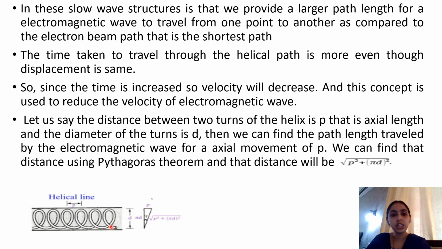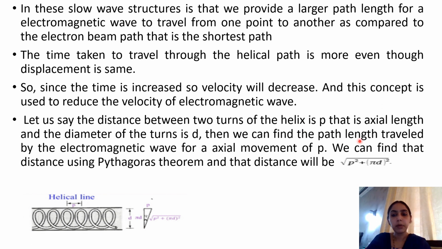So what happens when the time increases? Finally the velocity will be reduced. In such a way we are going to reduce the velocity of the electromagnetic wave, so that maximum interaction takes place between the electromagnetic wave and the electrons. We are assuming that the distance between two turns of the helix is p. This is the distance p, that is the axial length, and the diameter of the turns is d.